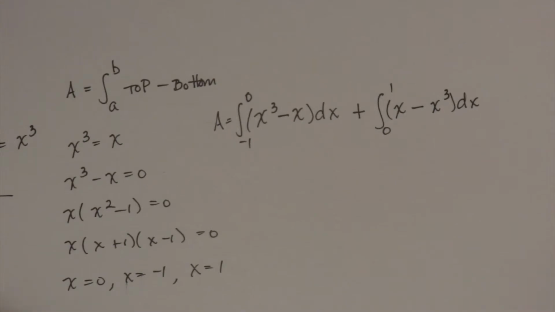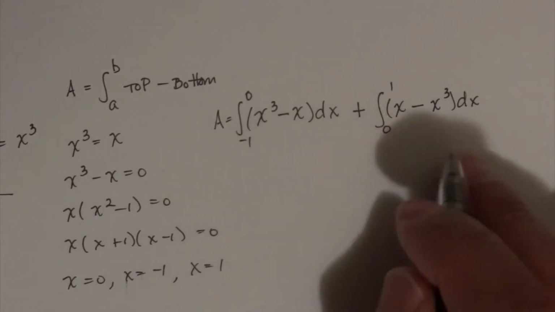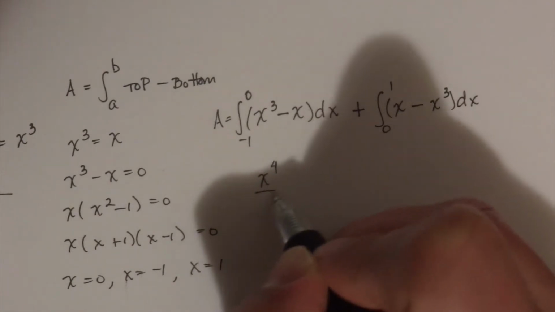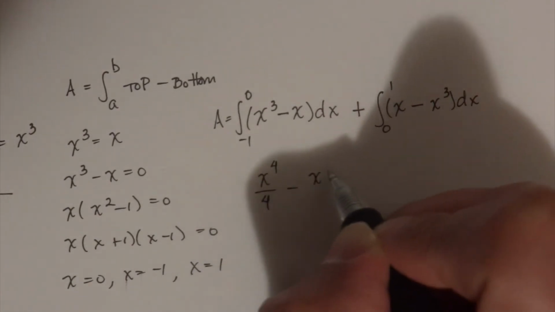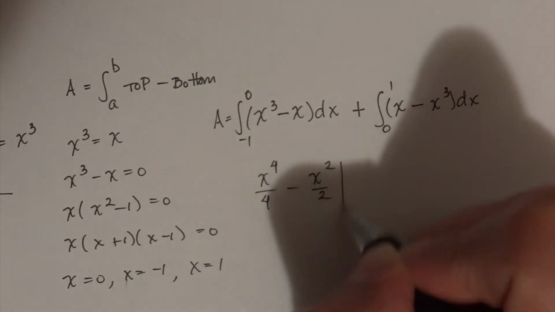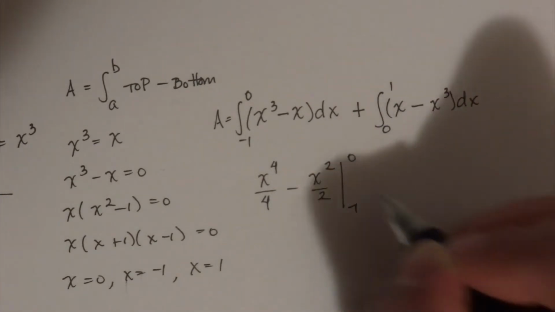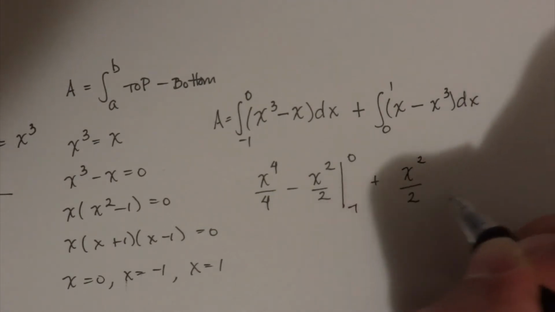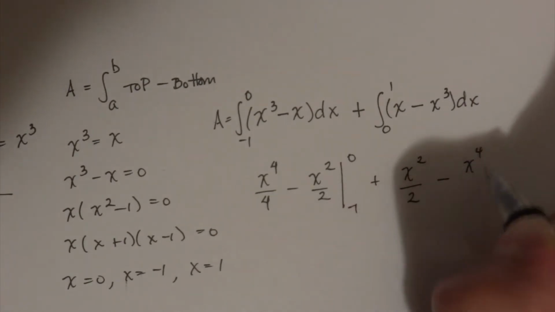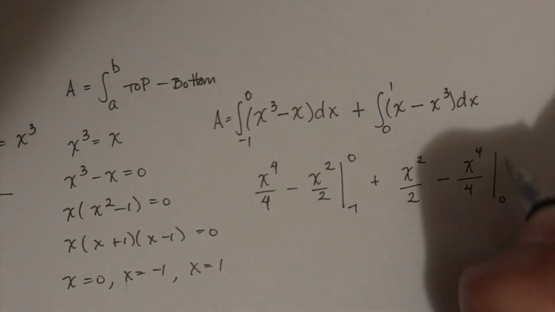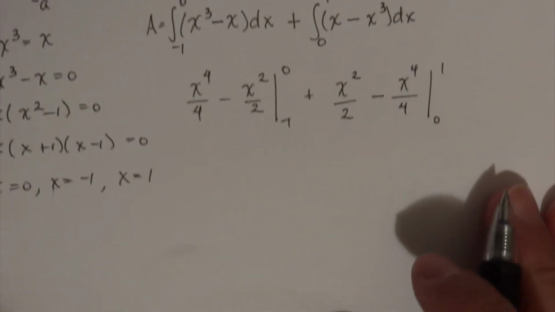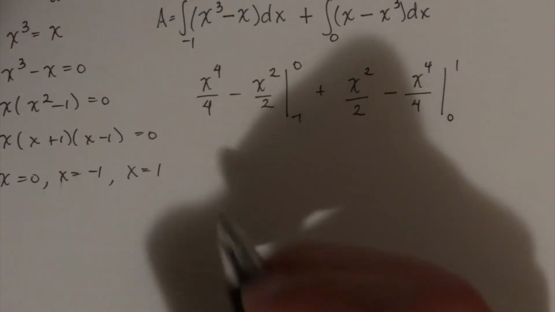Okay, and then from here, basic integration. So you just go ahead and do it twice. So we have x cubed becomes x fourth over 4, minus x becomes x squared over 2, from negative 1 to 0. Now we have this guy here. It becomes x squared over 2 minus x to the fourth divided by 4 from 0 to 1. And then you just go ahead and do it. Let me see if I can finish this off here. We'll just do it together.